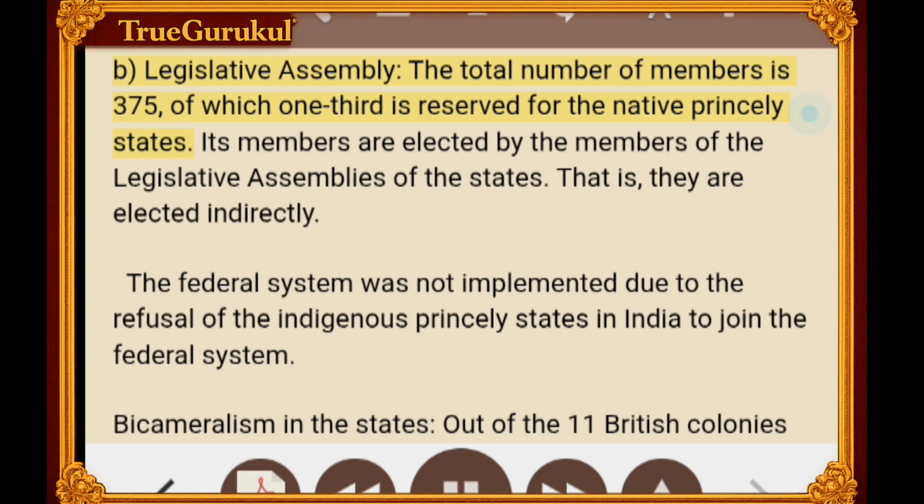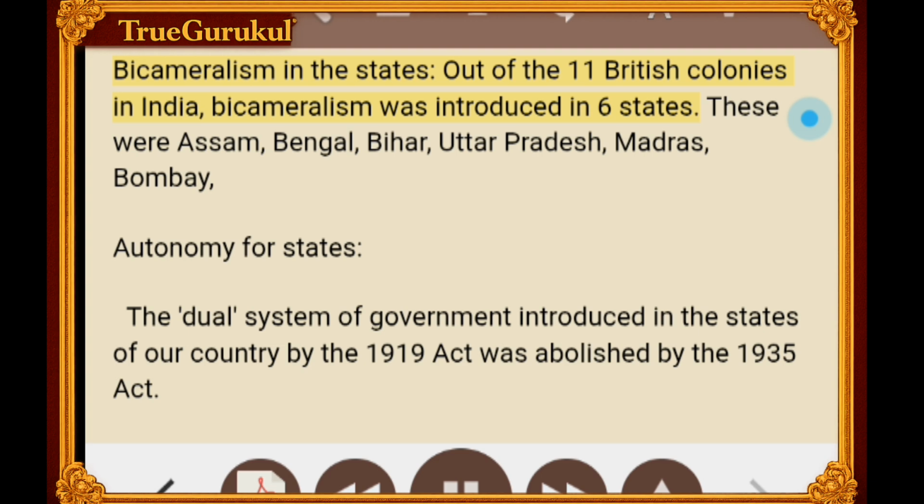B. Legislative Assembly, the total number of members is 375, of which one-third is reserved for the native princely states. Its members are elected by the members of the legislative assemblies of the states. That is, they are elected indirectly. The federal system was not implemented due to the refusal of the indigenous princely states in India to join the federal system. Bicameralism in the states.